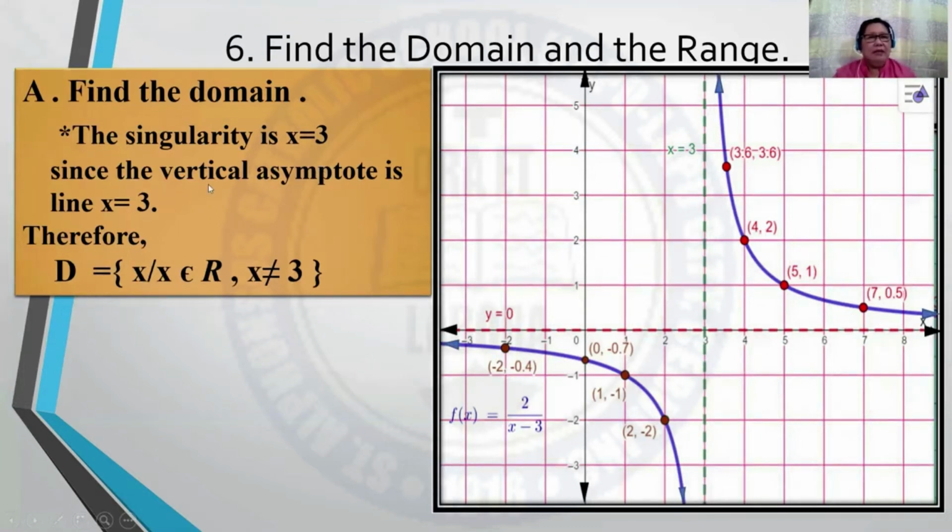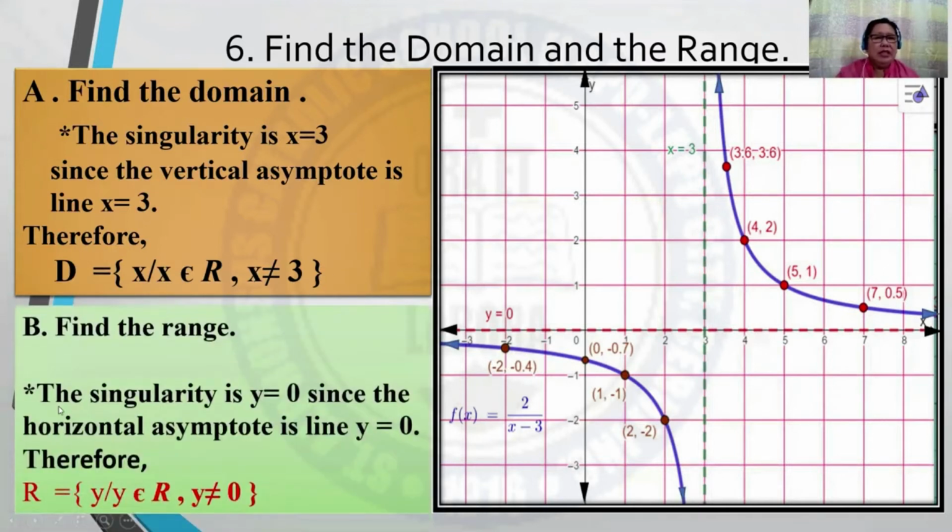Finding the domain, the singularity is x is equal to 3 since the vertical asymptote earlier is x equals 3 or line x equals 3. Therefore, we are not going to assign 3 to x. So the domain is equal to the set of x such that x is an element of R where x is not equal to 3.